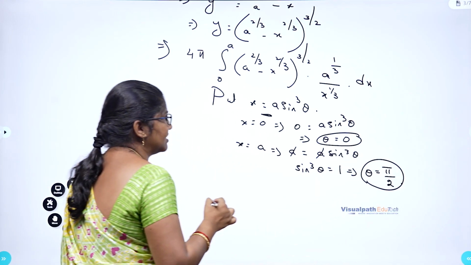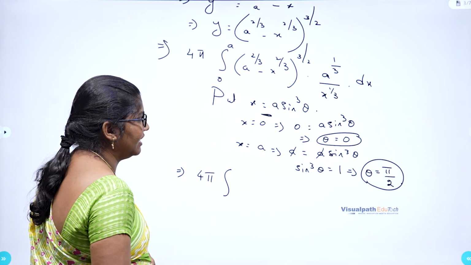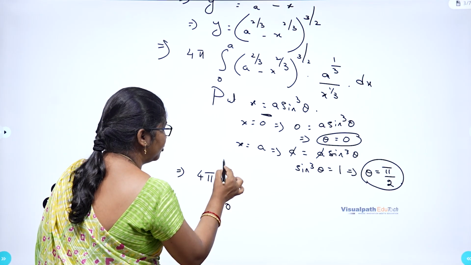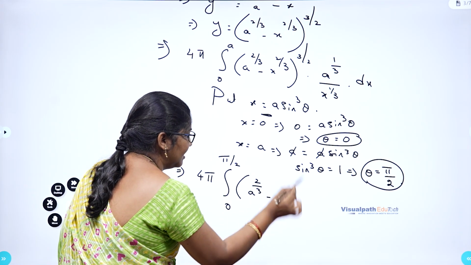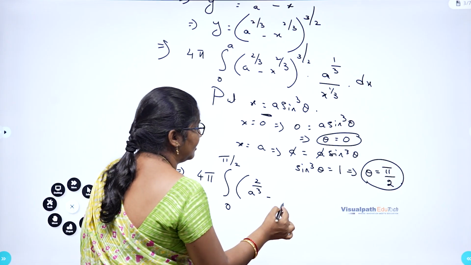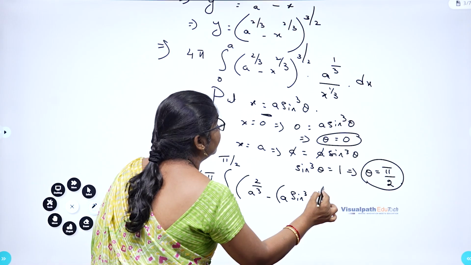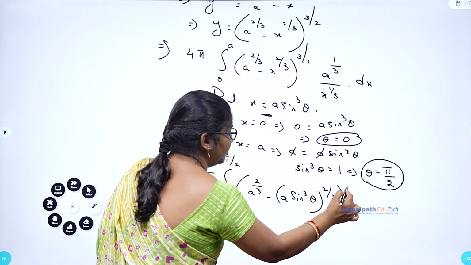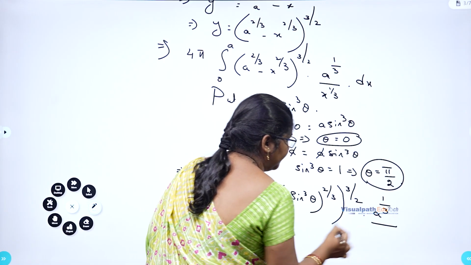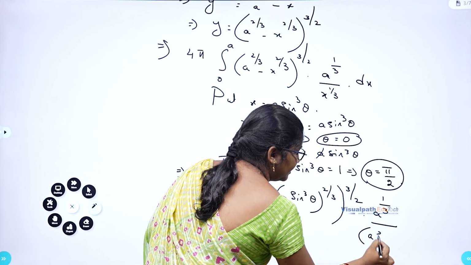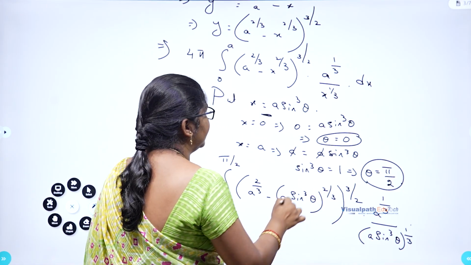These are the two limits. Now, 4π integral 0 to π/2, (a^(2/3) − x^(2/3))^(3/2) into a^(1/3) by x^(1/3), where x is a sin³θ, so x^(2/3) is (a sin³θ)^(2/3) and x^(1/3) is (a sin³θ)^(1/3), into what is dx here?